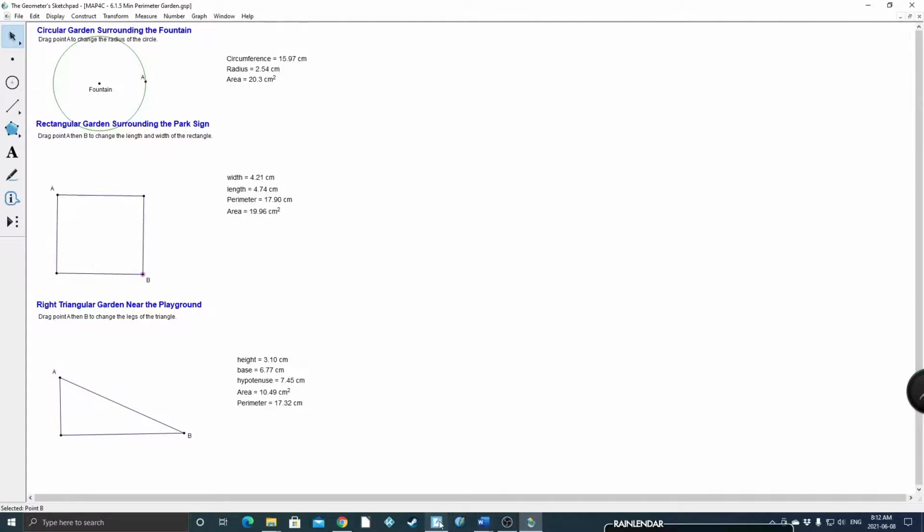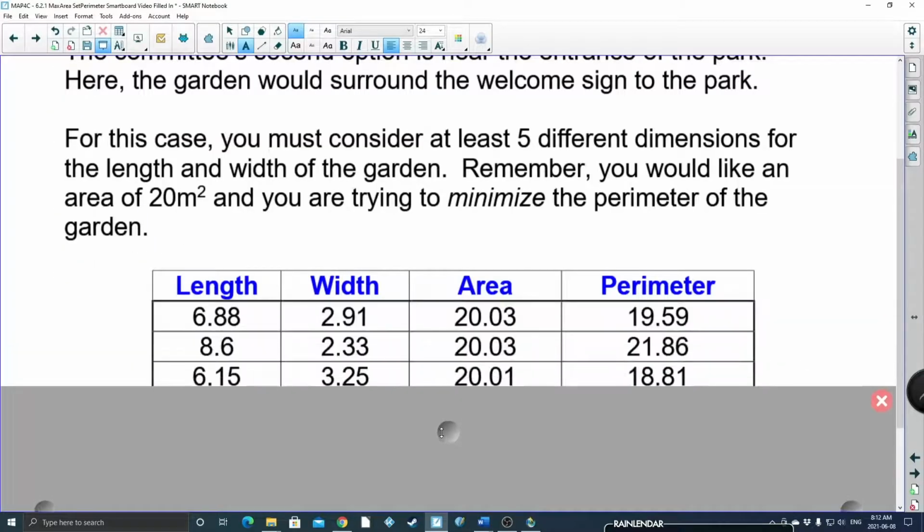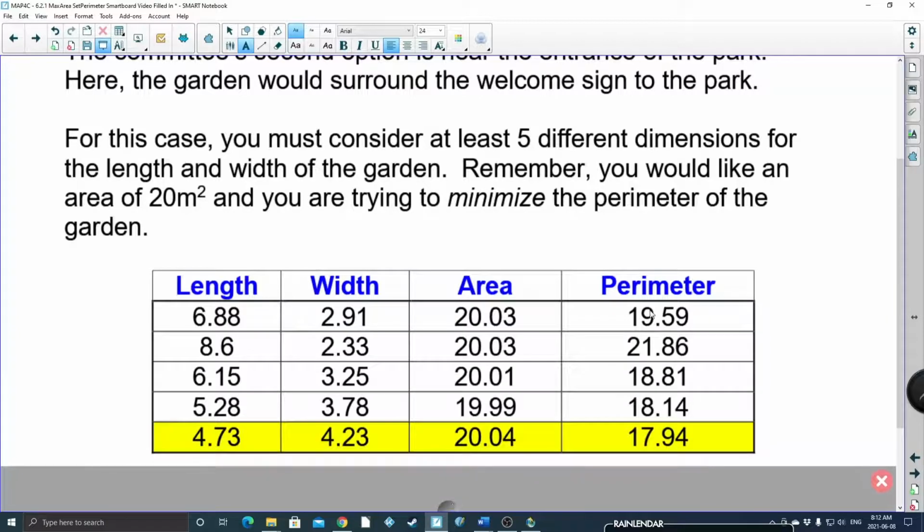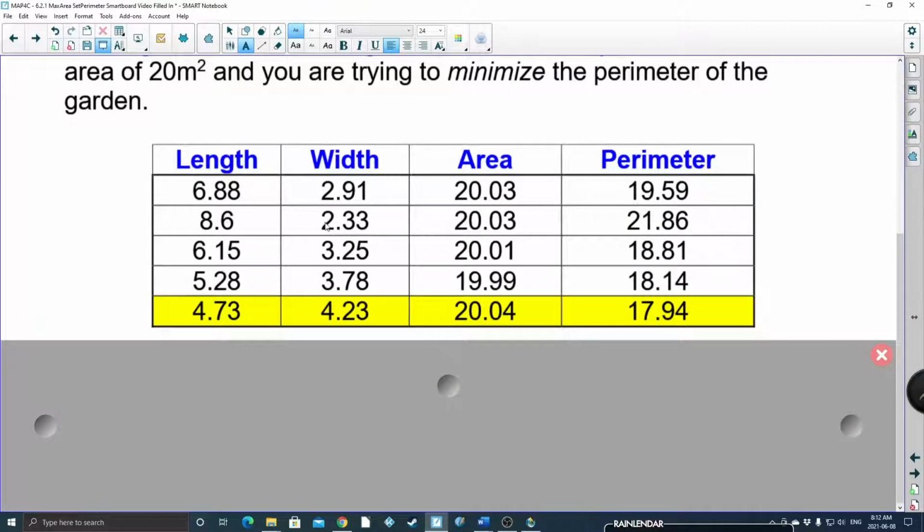Okay, so I actually did this experiment earlier and took a bunch of data down. And you can see that my areas are all pretty close to 20. I wasn't able to get it perfectly. But if you look at the length and the width, here the length and the width is almost 7 and around 3, and then around 8.5 and around 2.3.